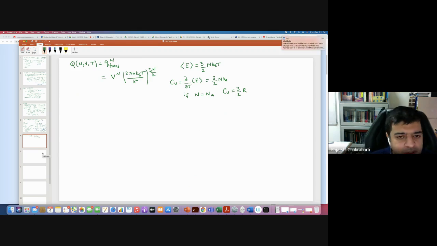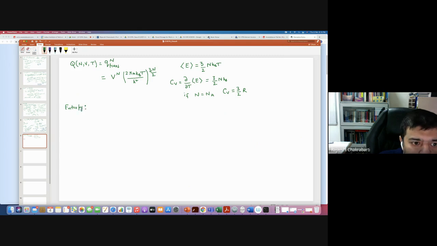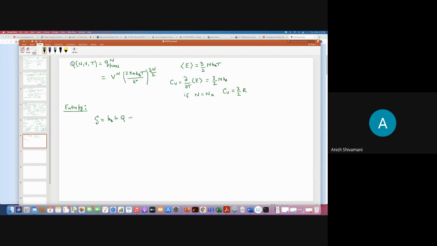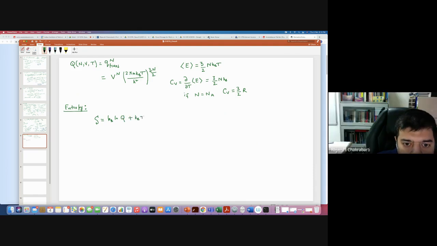Now let us calculate something else. Let us calculate entropy. What is the expression for entropy? Anybody remember? kB log Q plus E bar by T. If we write it in terms of Q, I think that was the expression. So now you know what Q is. Q is given by this expression.